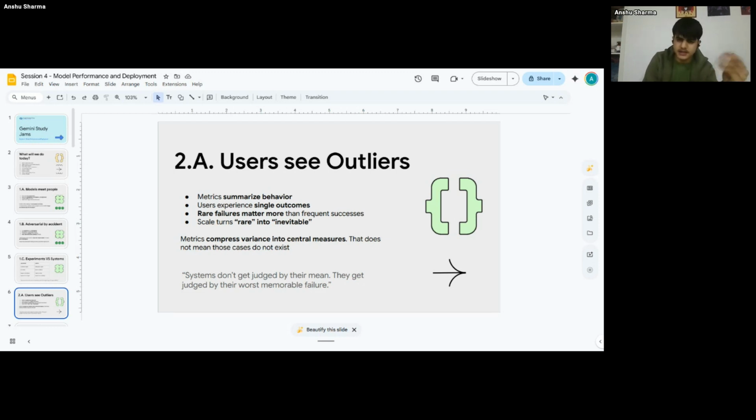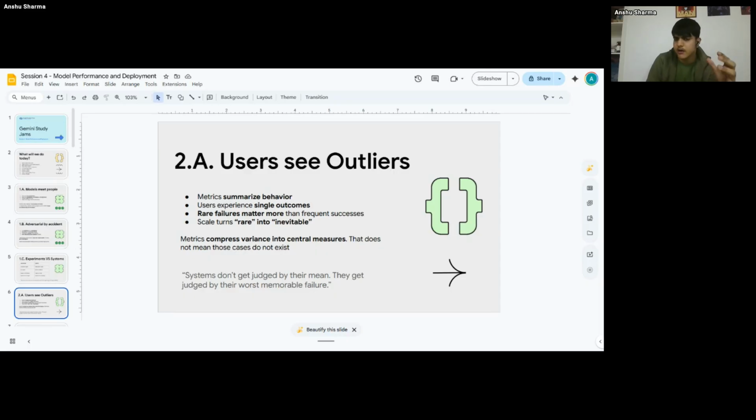Metrics compress variance into central measures. That does not mean those cases do not exist. So a metric will tell you that, on average, an average user will be giving a prompt that is safe for the model to handle. But that only means the average user out of a million users. Of course there will be maybe even 1,000 users that do not fit into a nice mold that give prompts that we desire, right? And when our model fails those users, that will be a breach of trust between the user and the organization. So this is where our models translate into business impact.